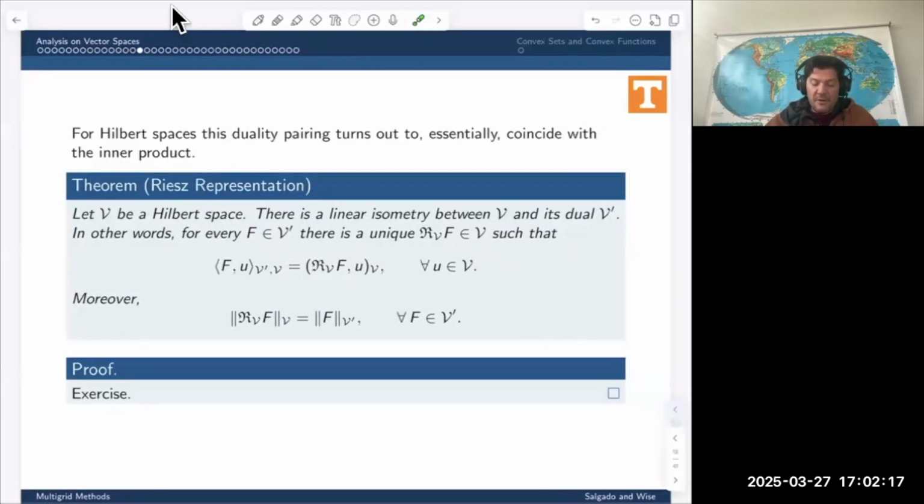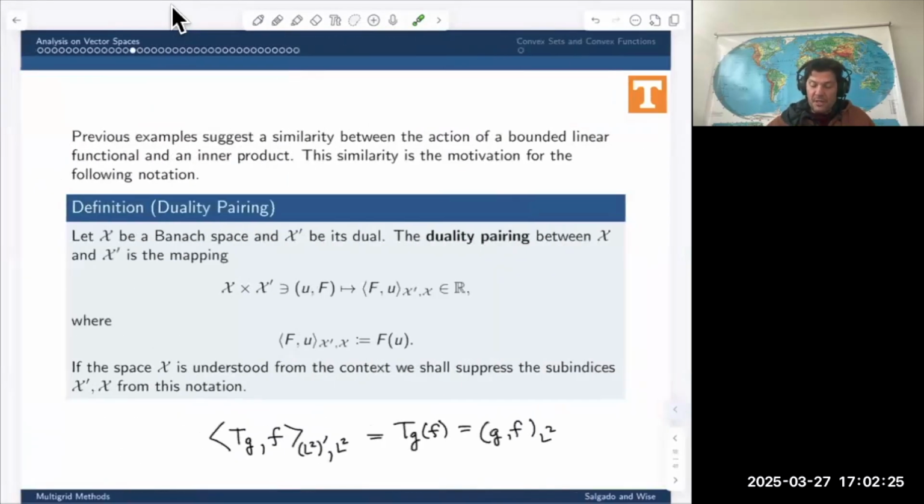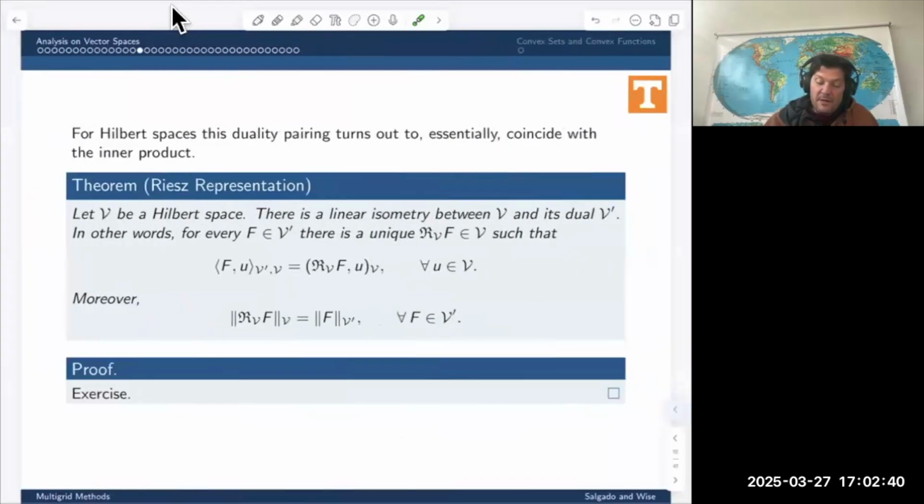For Hilbert spaces, this duality pairing essentially coincides with the inner product, and that's what I just showed here. Now, if the underlying space is not Hilbert, then that may not be true. However, I can still define the duality pairing. It just might not be related to an inner product. For Hilbert spaces though, the dual pairing is the inner product, period. It just is. And I'll show you how in this theorem.